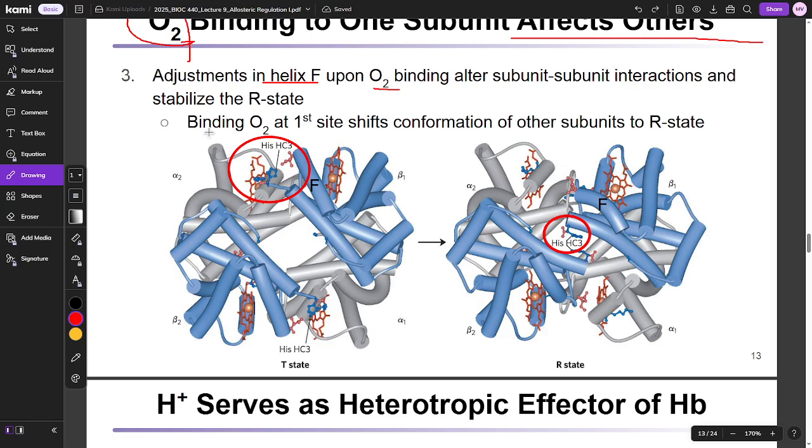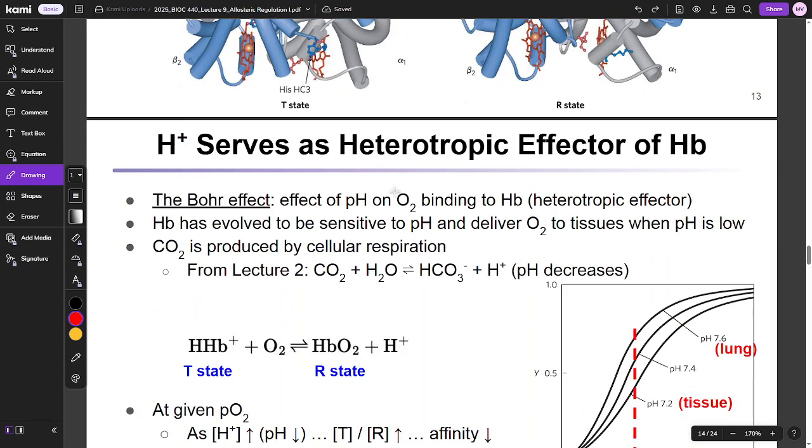I'm just trying to see if there is anything else I want to cover for this. First site shifts conformation of other subunits to R state. I think that's the main thing I want to discuss here.